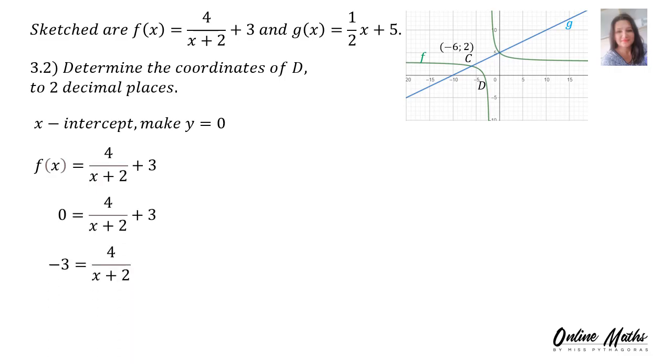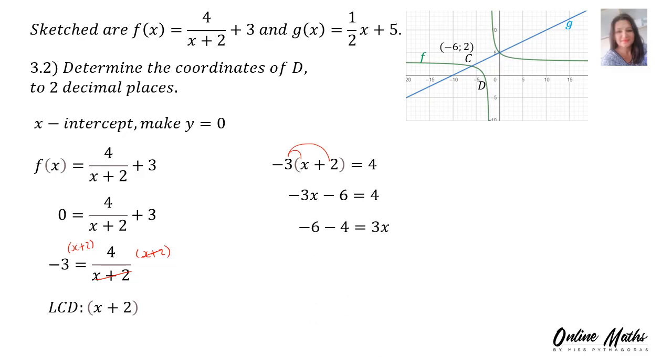Then the plus 3 will walk across and it becomes negative 3 equals 4 over x plus 2. Then I will find an LCD again, x plus 2. And what I do with the LCD is multiply both sides by the LCD. Here x plus 2 and x plus 2 will cancel, and I'm left with negative 3 bracket x plus 2 is 4, and then in goes the negative 3x minus 6 is 4, and I will solve for x. The minus 6 minus 4 is 3x, minus 6 minus 4 is negative 10 is 3x, divide away the 3, and therefore the x coordinate at D is minus 3,33, and I know that the y coordinate there was 0.